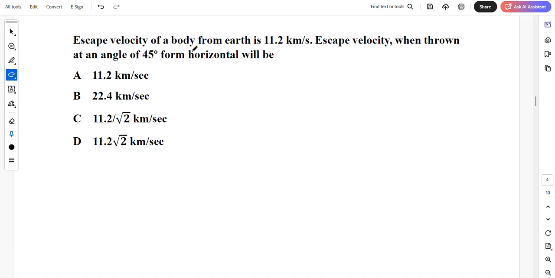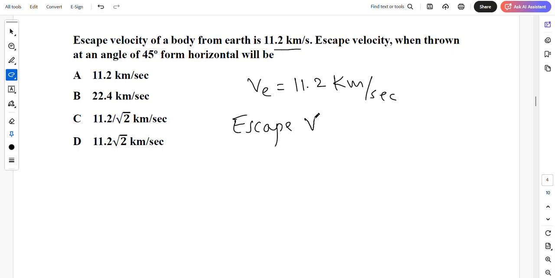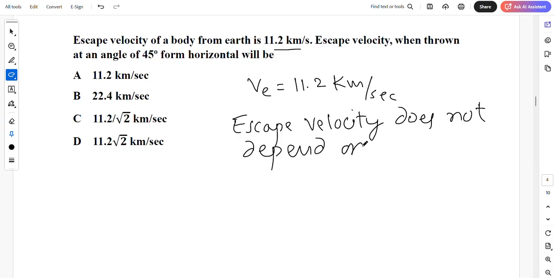It is saying escape velocity of a body from Earth is 11.2. Okay, they have given escape velocity is how much? 11.2 kilometers per second. Okay, escape velocity when thrown at an angle of 45 degree. Escape velocity does not depend on the angle of projection.